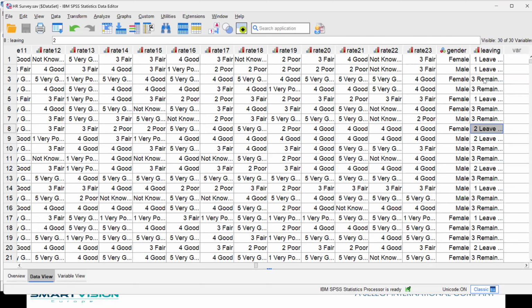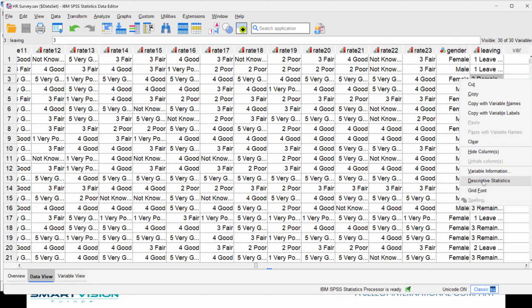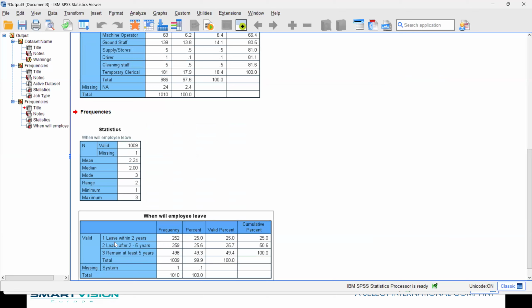So presumably this is sufficiently anonymous for people to give an answer. Are they giving an honest answer? We don't know. But some people say they will, as we can see, some people say, I'll leave within 2 years, 25%. Or I'd like to leave in 2 to 5 years, probably, 25%. And about half of them say, I'll remain at least 5 years. So there's 3 groups here, not 2 groups in this case.